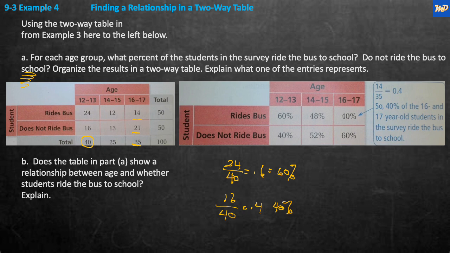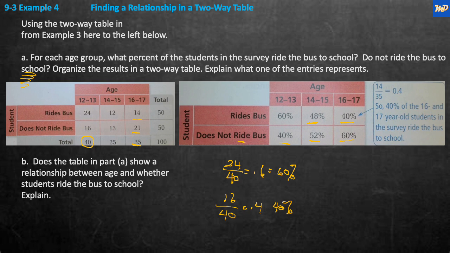It's interesting because if we put the percentages in the columns and rows instead of the numbers of students, we see that 60% of 12 to 13-year-olds ride the bus, and 40% do not ride the bus. 48% of the 14 to 15-year-olds ride the bus, and 52% do not ride the bus. And the same thing for the 16 and 17-year-olds: 40% do ride the bus, and 60% do not.